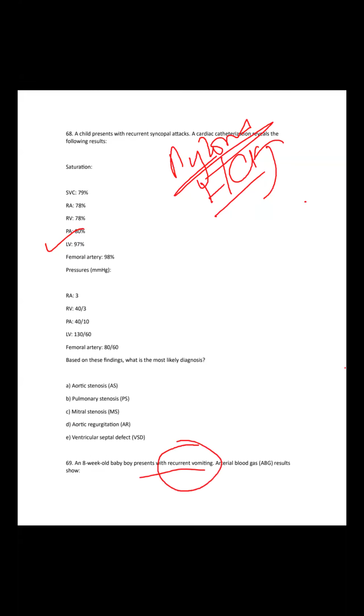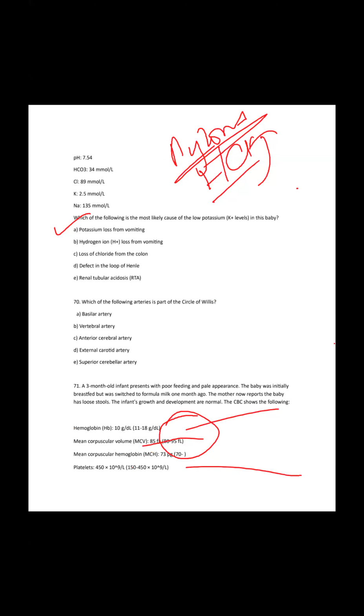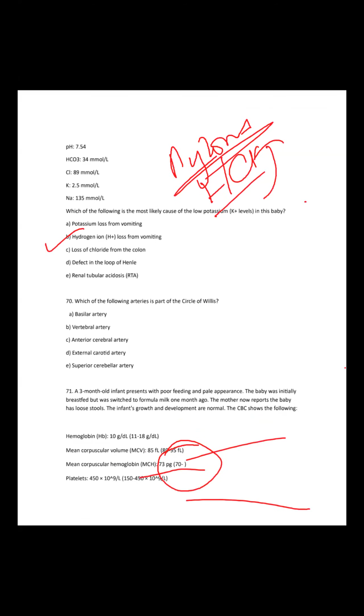This is very important. Recurrent vomiting. There is no history of polyuria. So if no polyuria, you would not think about RTA. You would not think about a defect in the loop of Henle. These are not the answer. There is no diarrhea, no colon problem. You have to decide between these two. Okay.